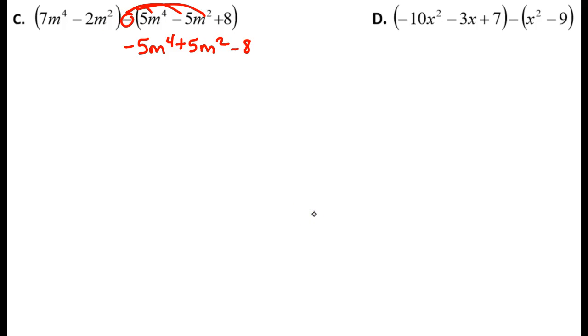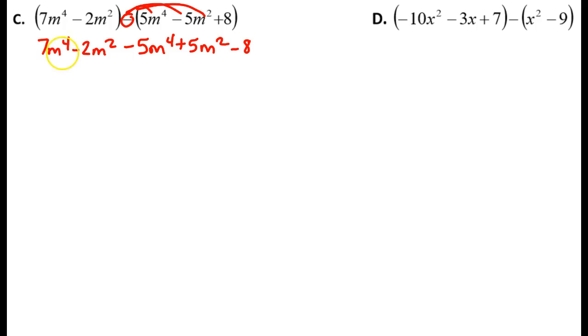Now, I did not do anything with this first set of parentheses, so I'm going to recopy it without the parentheses when I bring it down here. So that's 7m to the fourth minus 2m squared. Now I just want to combine like terms, like I did in example A and example B.